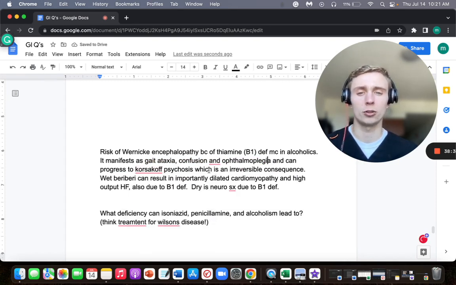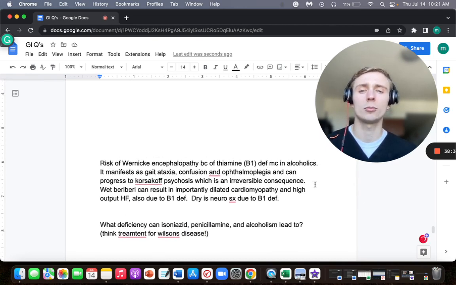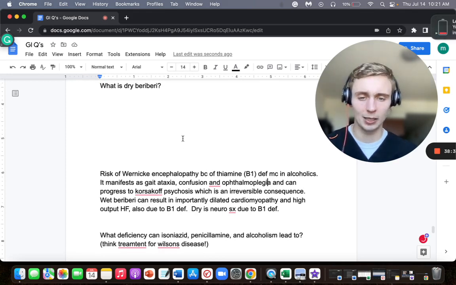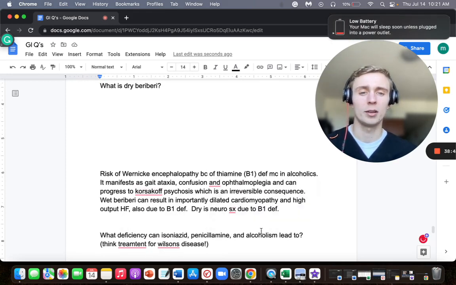So Korsakoff syndrome, or psychosis, is an irreversible consequence. Again, Korsakoff syndrome is that short-term memory loss and then confabulations because of that memory loss. So that's Korsakoff syndrome, an irreversible consequence of Wernicke's encephalopathy and thiamine deficiency.